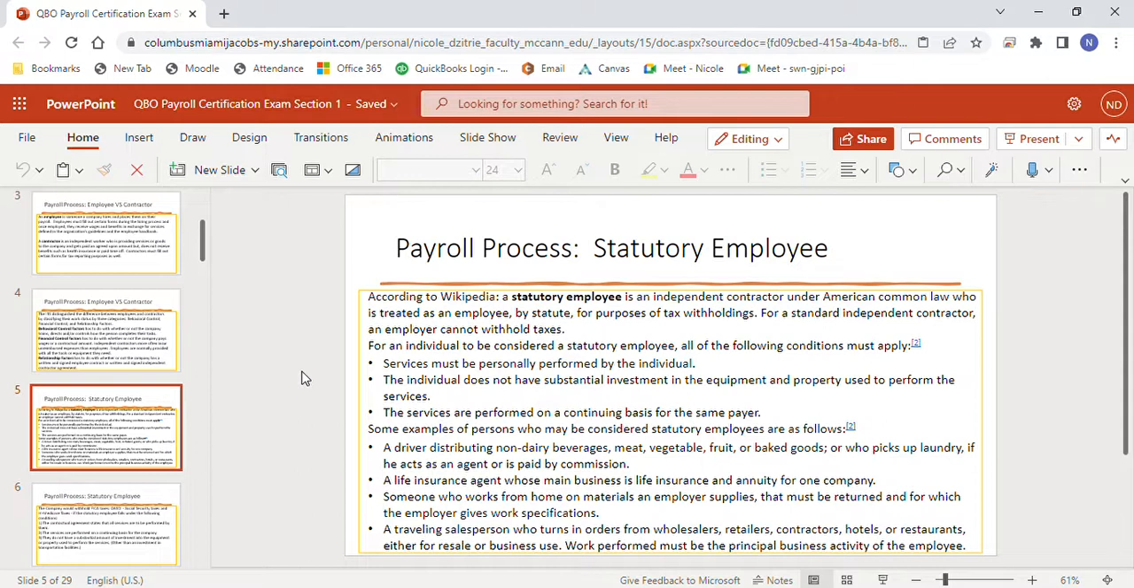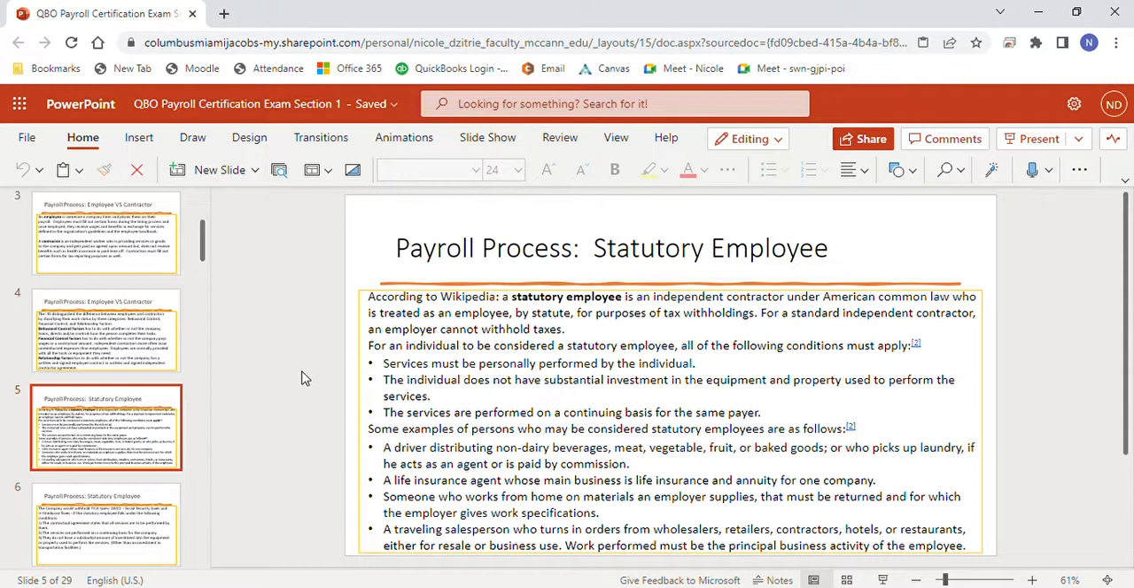So some examples of persons who may be considered statutory employees are as follows. A driver distributing non-dairy beverages, meat, vegetable, fruit, or baked goods, or who picks up laundry if he acts as an agent or is paid by commission. Or a life insurance agent whose main business is life insurance and annuities for one company. Someone who works from home on materials, by the way, for that last one, the key there is for one company. Third example is someone who works from home on materials and employer supplies that must be returned and for which the employer gives work specifications.